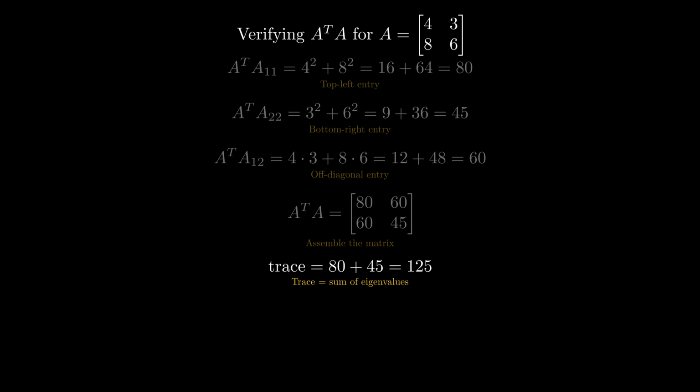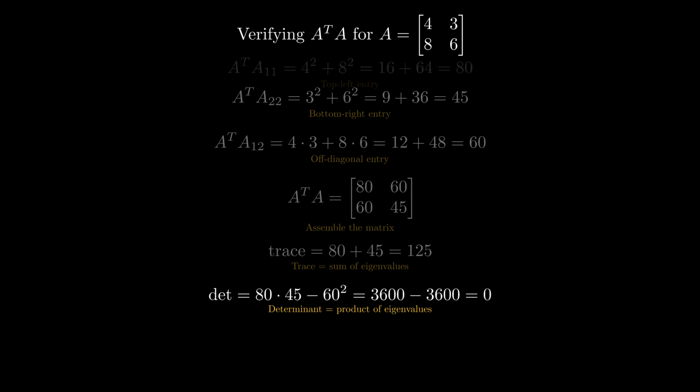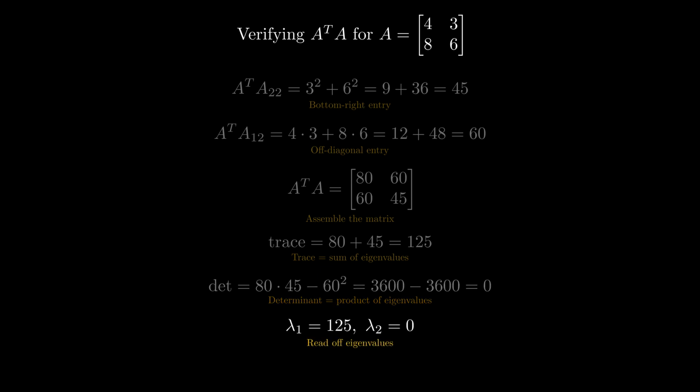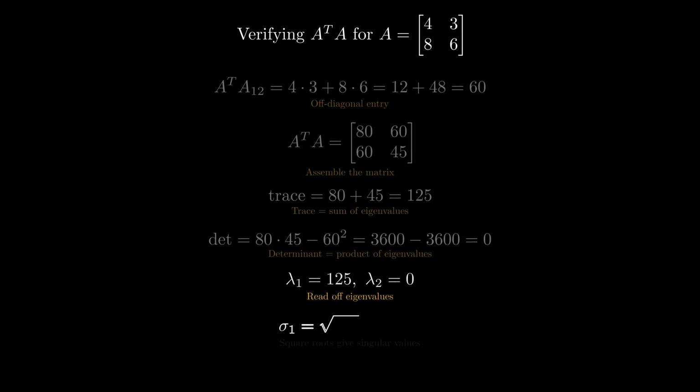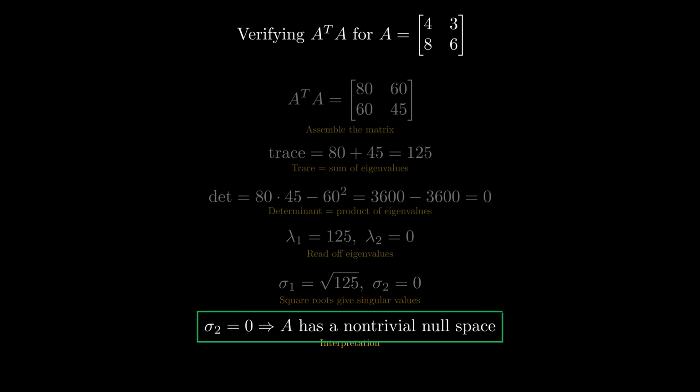Its trace is 80 plus 45, which is 125. Its determinant is 80 times 45 minus 60 squared, that's 3600 minus 3600, equal to 0. So the eigenvalues are 125 and 0. Therefore, sigma 1 is the square root of 125, and sigma 2 is 0. That 0 singular value is the matrix telling you it has a null space.